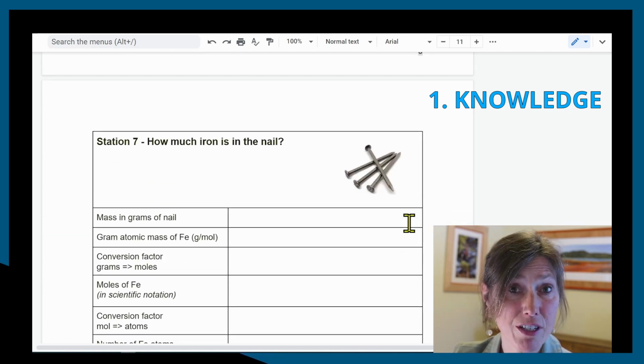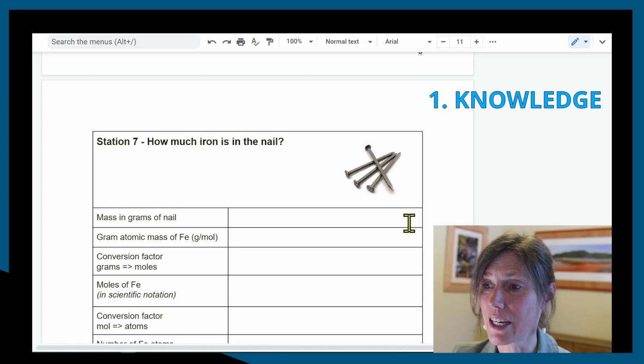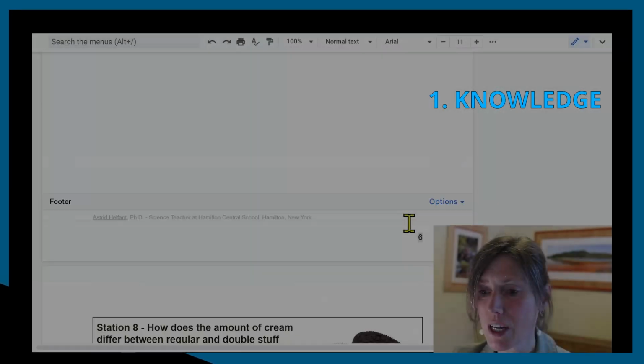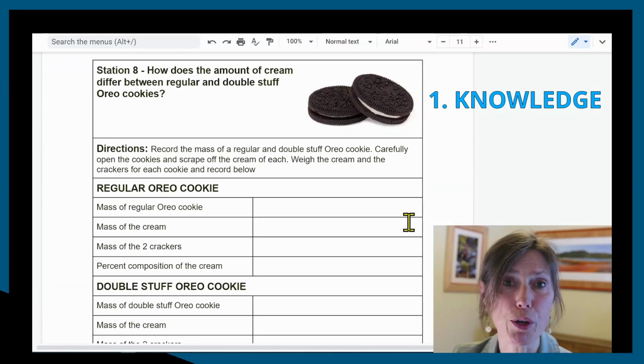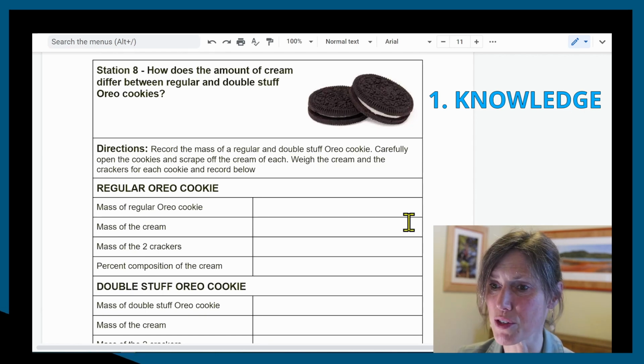Station number 7 involves an iron nail. And they weigh the nail, see how many atoms are in there. Is it a mole? The last station involves Oreo cookies. And the Oreo cookies can be regular and double stuff. You can throw in a whole bunch of flavors if you wish.